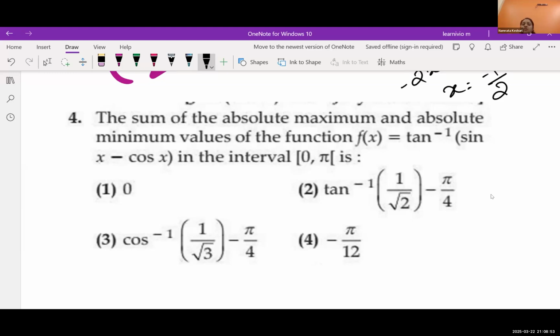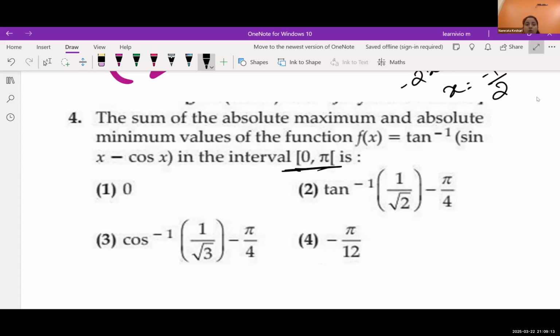Then take the interval 0 to pi and, whatever critical points you have found, find the function's value at all these points. If an absolute maximum or minimum exists, it will be either at a critical point or at the endpoints of this interval, right? Yes, ma'am. That is the process.